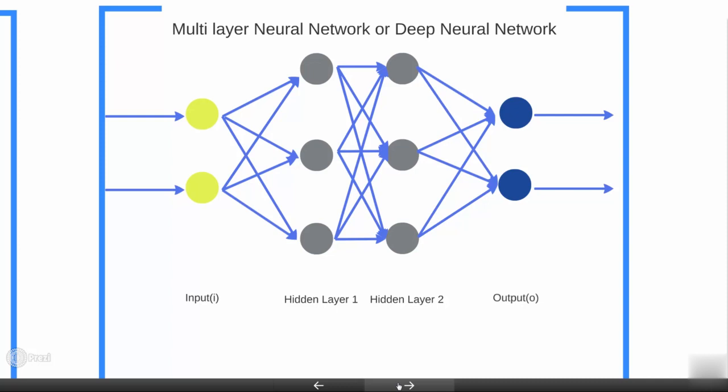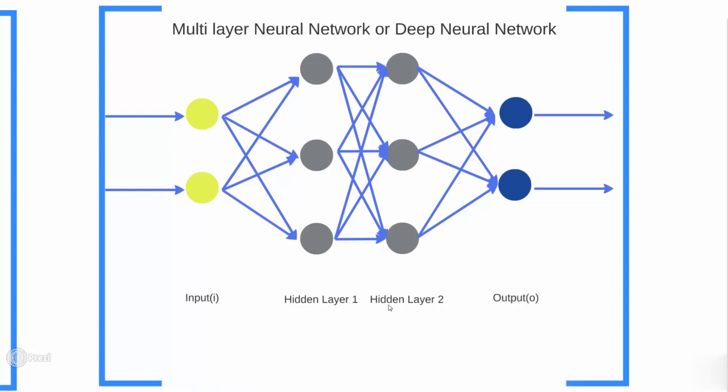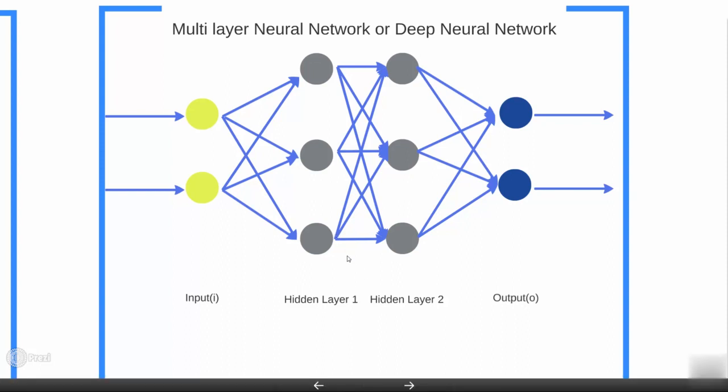Now let's take a look at a deep neural network. So everything remains the same. So you have the input, you have the output stage, and the only difference here is you have two hidden layers. So this is one way of categorizing a deep neural network, which is to say that if a multi-layer neural network has more than two hidden layers, then this can be called a deep neural network.